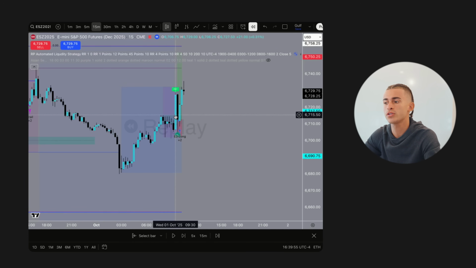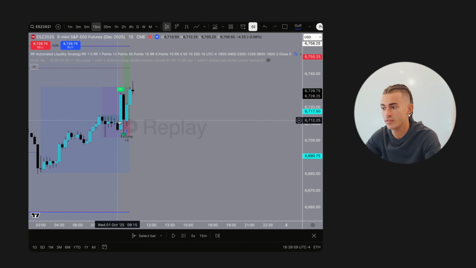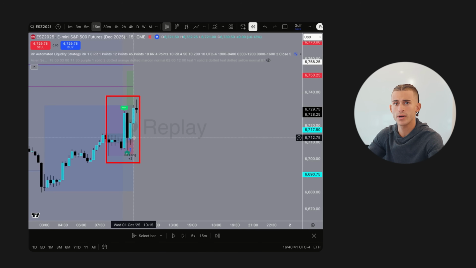So now that we broke out, we retested the midpoint, which is where we take our entry right there. The midpoint of this zone is where we are in longs. The reason you all see this little trade graph right here is because I have fully automated my trading strategy.